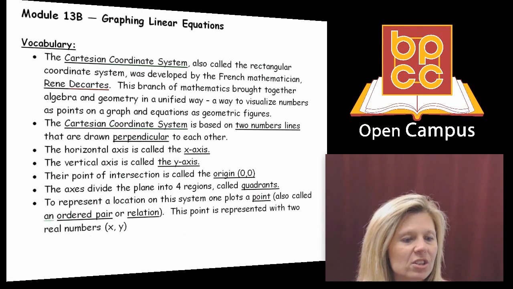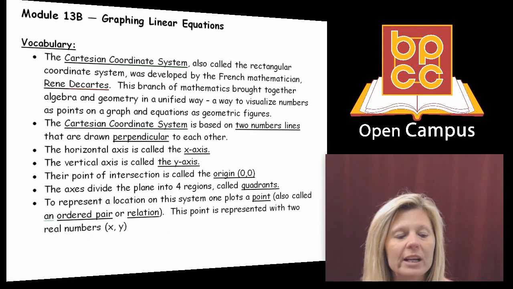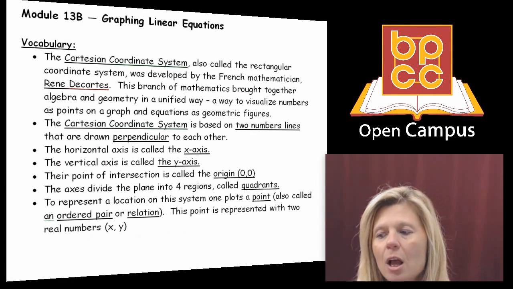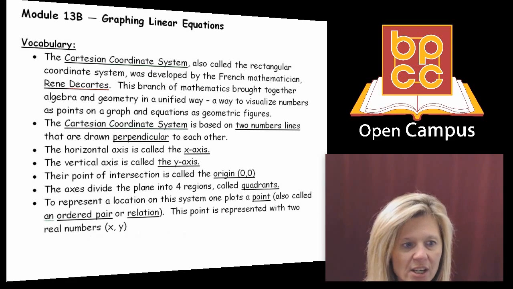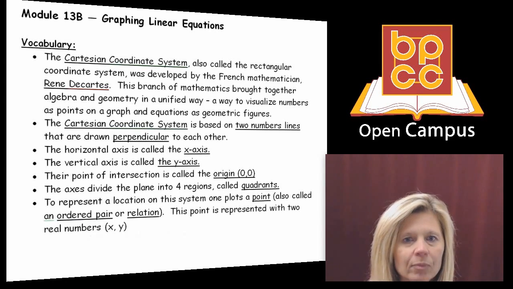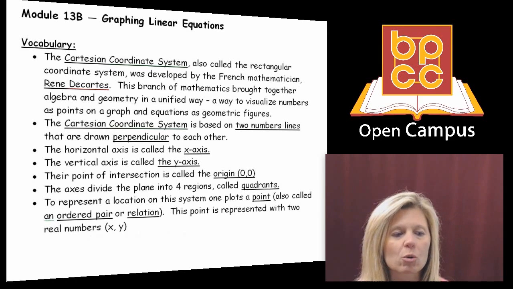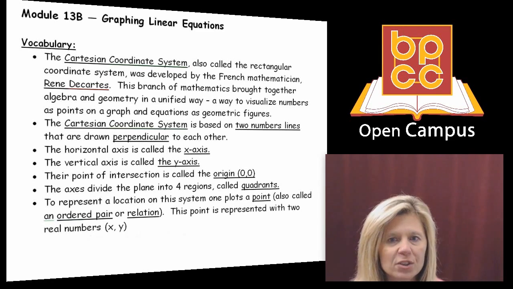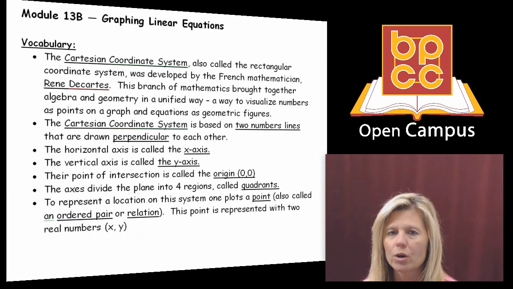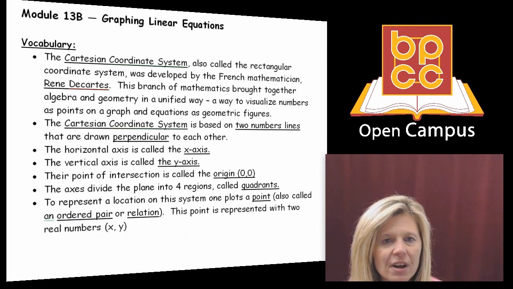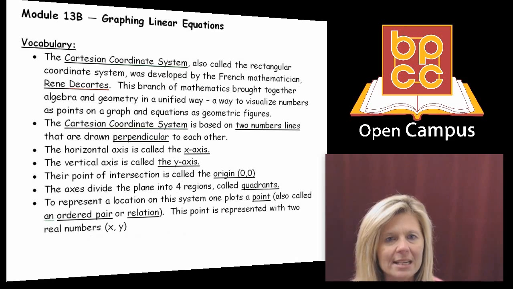Okay, before we even start graphing an equation, we've got to go through some basic vocabulary. The words of graphing have not changed since Algebra 1. So you're going to hear the same words you heard back then. So let's just go through this and make sure we're all on the same page. First of all, the thing that you graph on has a name. It's called the Cartesian coordinate system. And it was developed by a French mathematician, René Descartes.